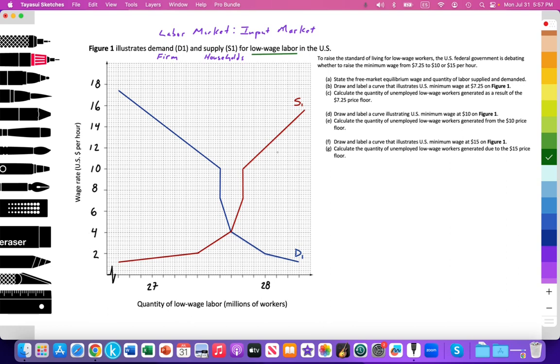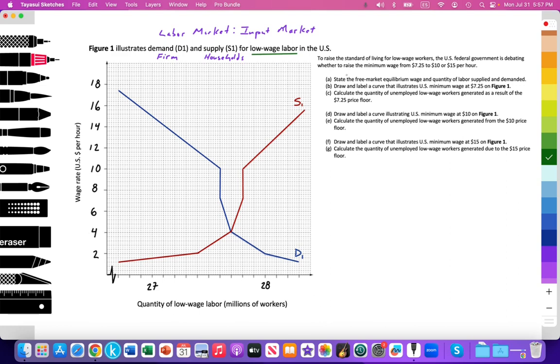On the x-axis, we're measuring the wage rate, or the amount paid per hour: $2, $4, $6, $8, and so forth. So we're going up by units of 2. And then on the x-axis, we're measuring the quantity of low-wage labor in millions of workers. Here we see that we're actually not starting at 0. We're moving up to 27 million, going up to 28 million, and so on.